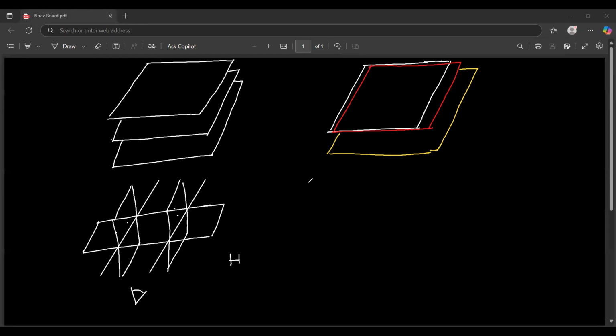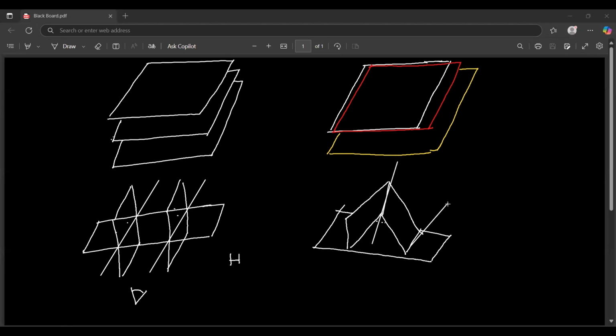Let me draw the planes for you. Let's say there is a plane like this, and another plane like this, and these two are going through a single plane. Here you can see three lines can be found between these three planes. If I extend it and look at it from this perspective, it looks like an A. So it has three lines.